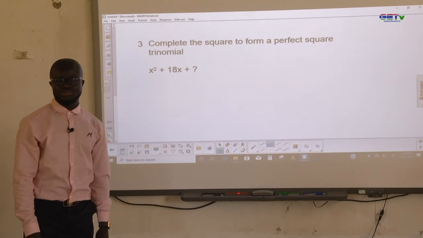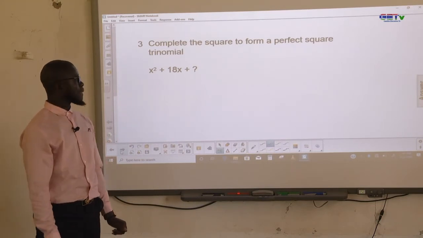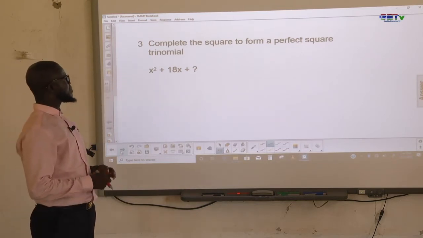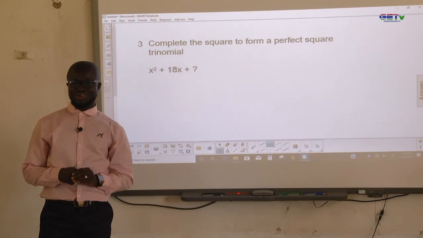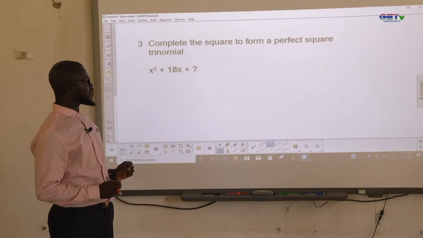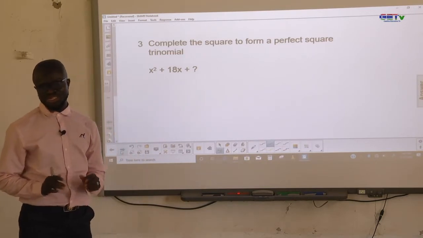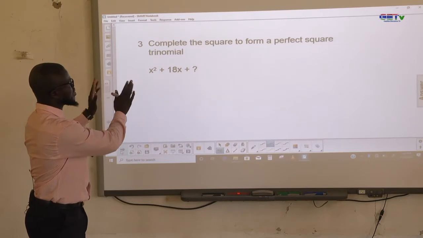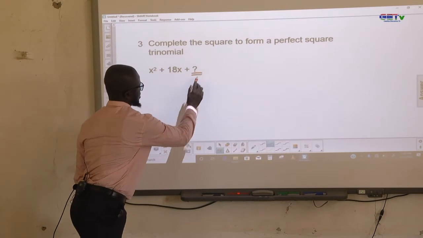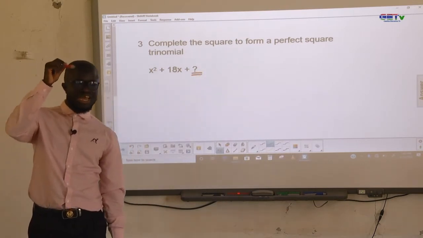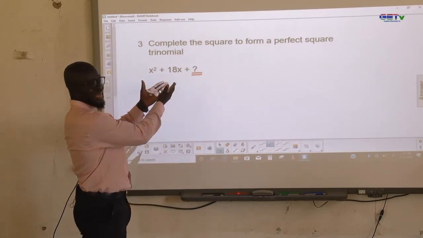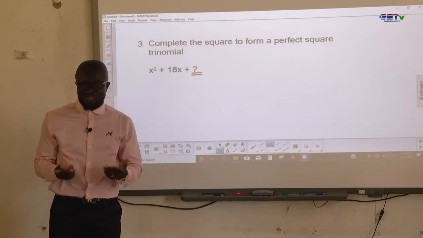Question number 3. Are we set? Complete the square to form a perfect square trinomial. I repeat the question again. Complete the square to form a perfect square trinomial. That's the question. Now, look at the expression right on the board. What can you see? There's a question mark. And anytime you see a question mark, remember they are asking you what? What's supposed to be there? Perhaps you may know. Who can tell?